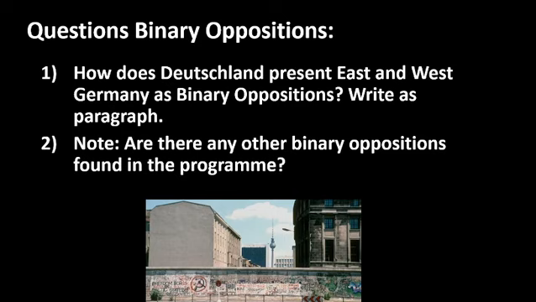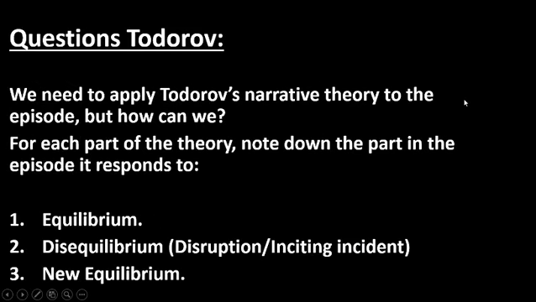So I want you to look at how does Deutschland present East and West Germany as binary oppositions? And I'd like you to write this as if it were a paragraph. So consider media language, consider costume, mise-en-scène. How are the two states seen as different? Also, are there any other binary oppositions found in the programme? Can you find any others? They don't have to be written in paragraphs, just in note form, but definitely the first one. How are the two opposed?